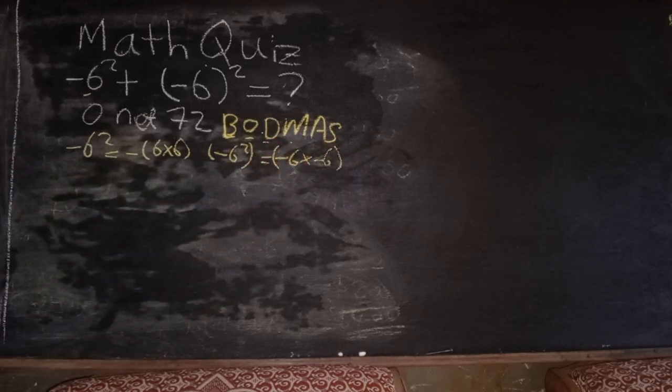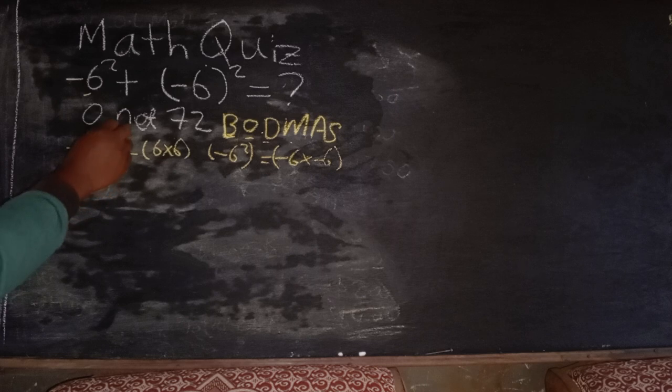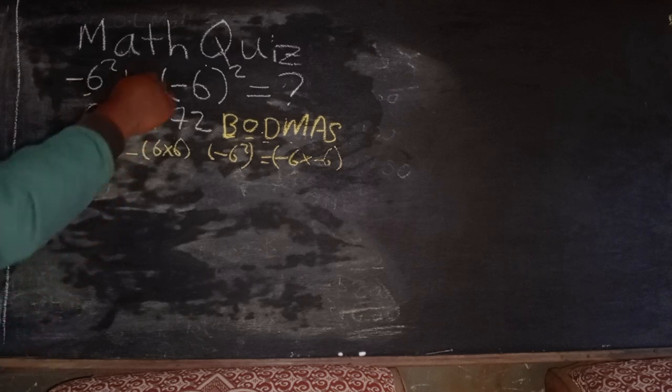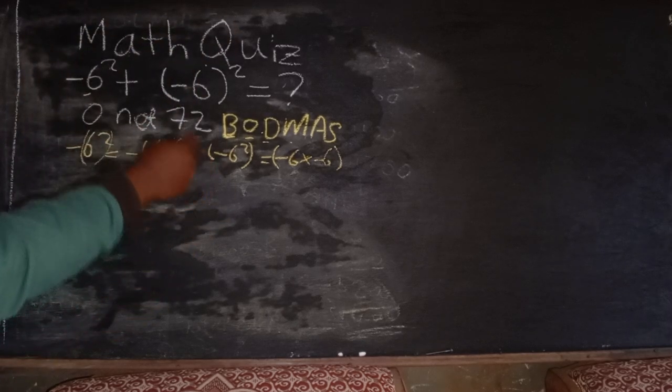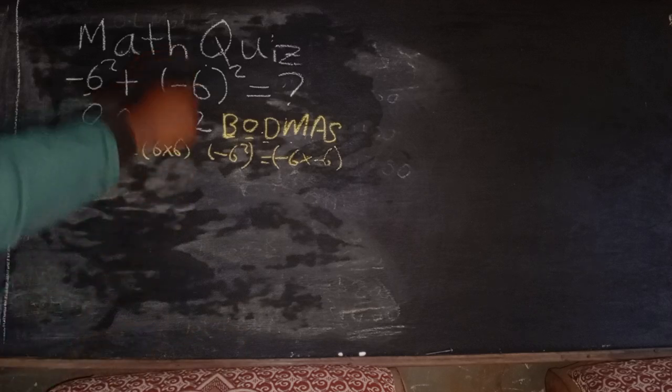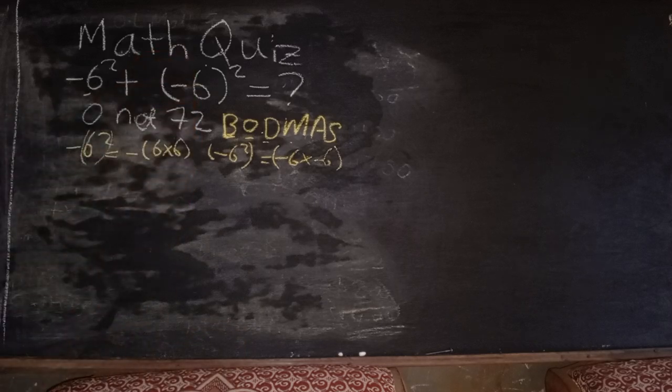According to order of operation, if something is raised to a power and there's a negative sign in front, the negative does not affect the result of the power. But if something is put in a bracket and raised to a power, that is where the negative will affect what is in the bracket. Okay, so let's solve the quiz. I hope you understand this step.